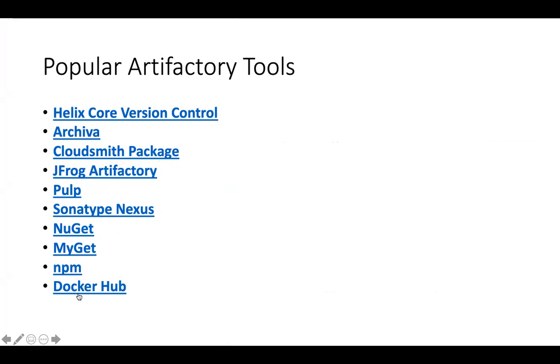Of course, Docker is kind of different stuff. It's more like image based. So Docker Hub is, of course, very popular for images. But JFrog and these are very popular, which I'm very aware of. But these are some of the two.